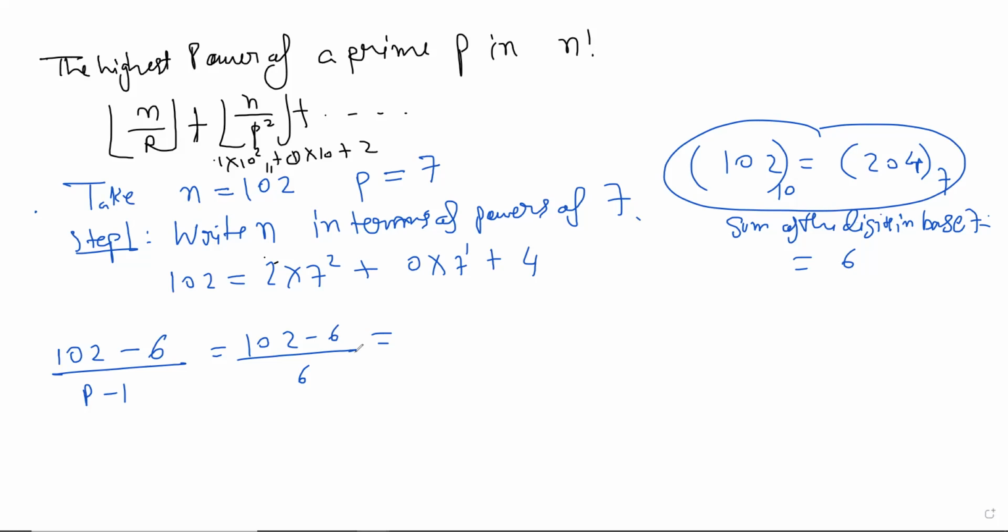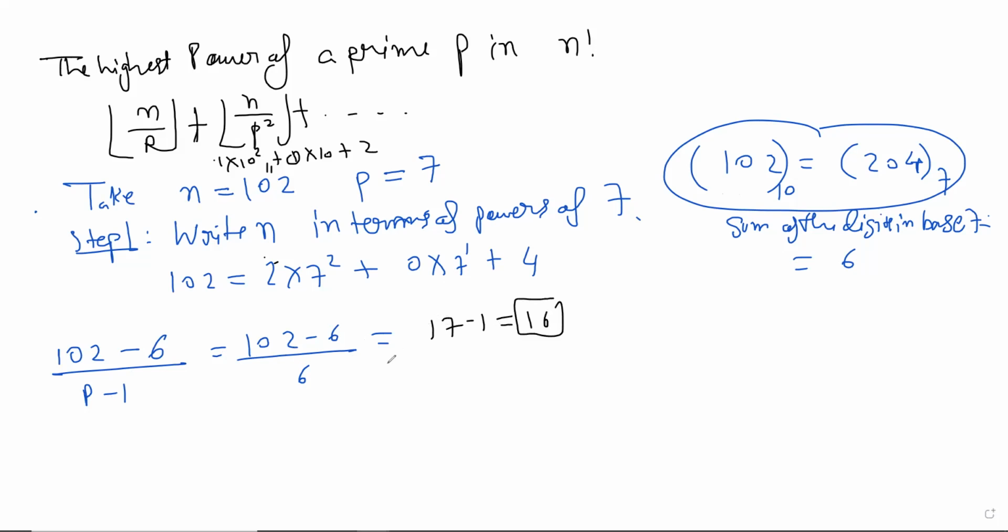Yeah, but all that we have seen, right? So then this is what it is. So then what will this be? I'm just taking the number, writing it in terms of powers of 7, taking the sum of the digits, and then doing this. Okay. So then what do we get? Minus 1, it is 16.